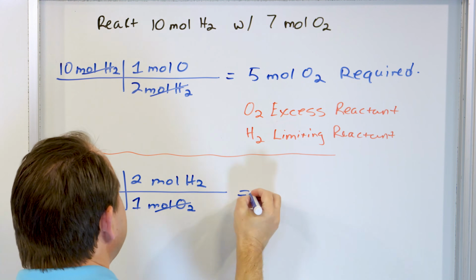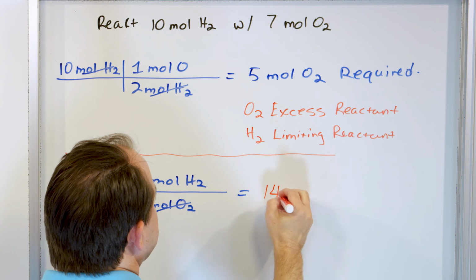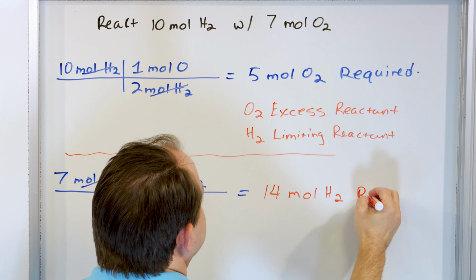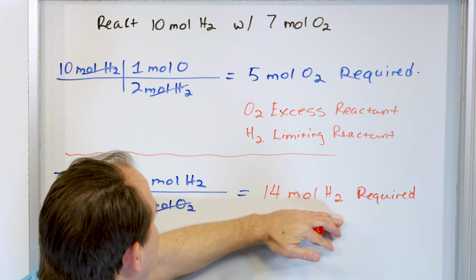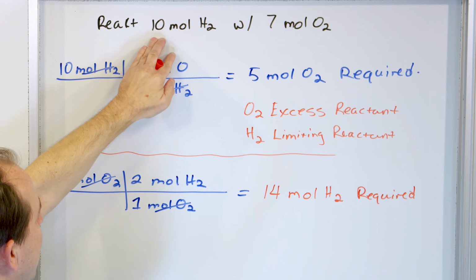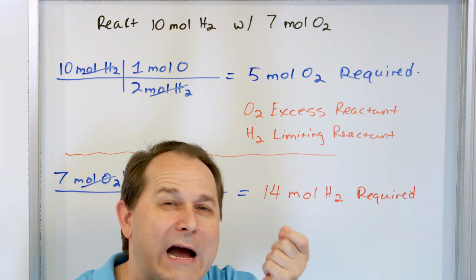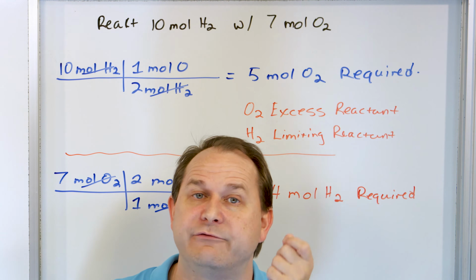Cancel, cancel. What we're calculating here is, if you start in a vessel with 7 moles of oxygen, how much hydrogen do you actually need to fully react with it? 7 times 2, 14 moles of hydrogen required. However, 14 moles of hydrogen is required, but in the vessel I only had 10 moles. So this tells you right away that it requires more hydrogen to react with this oxygen than is there. That means I'm going to run out of hydrogen first.